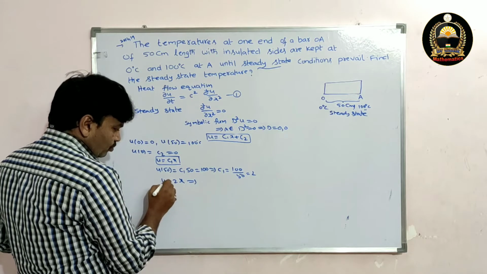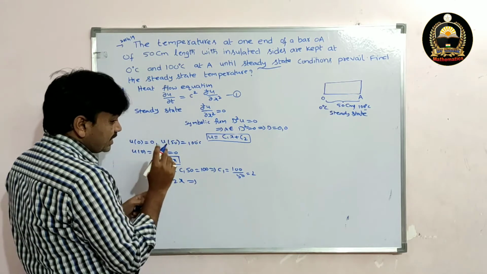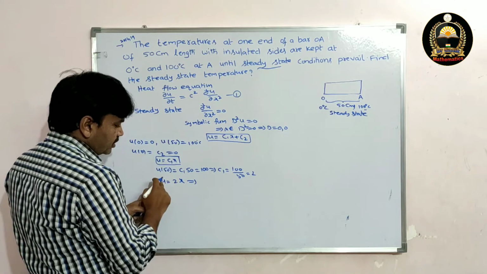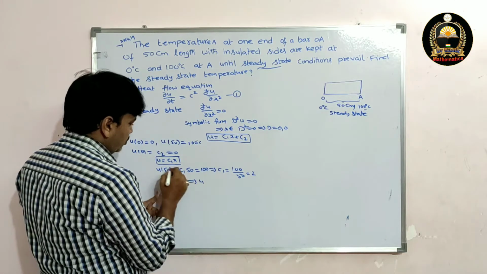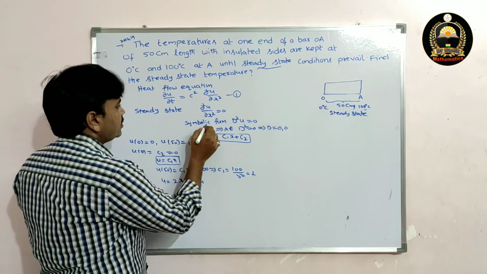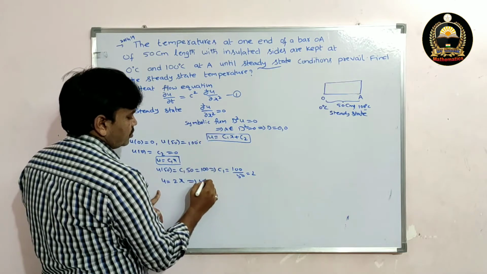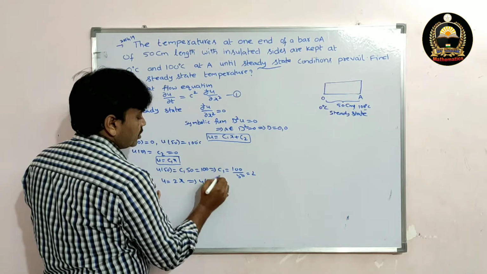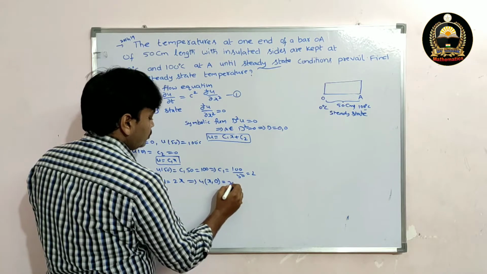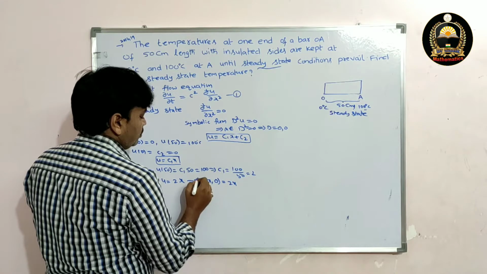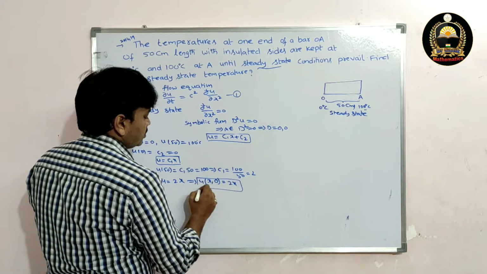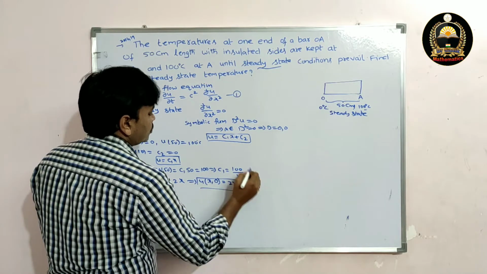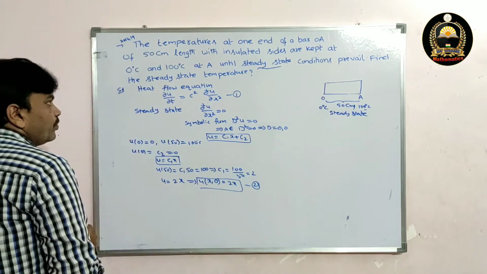That implies U is equal to 2x, and here it is the initial temperature. Actually U is a function of x. So the initial temperature, U of x comma 0, is equal to 2x. Say this is 2.